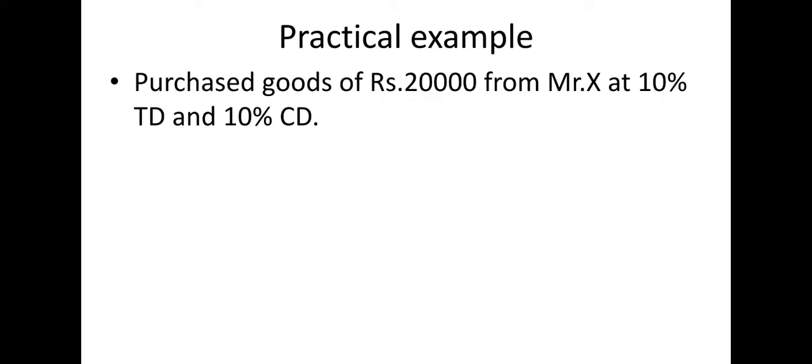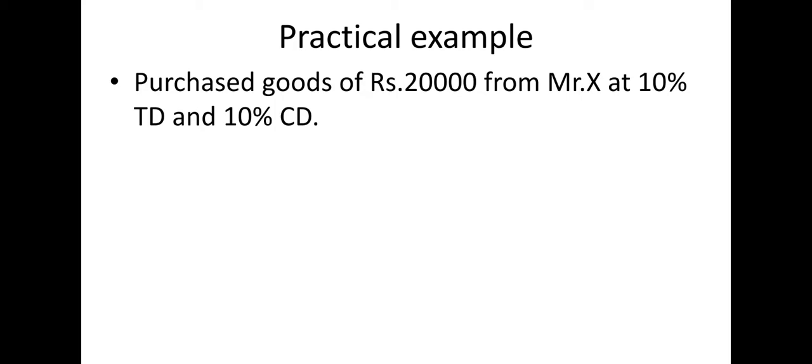Okay, here we go. Practical example: purchased goods of 20,000 from Mr. X at 10% TD and 10% CD. Okay, I repeat, purchased goods of rupees 20,000 from Mr. X at 10% trade discount and 10% cash discount. Now this is a transaction.